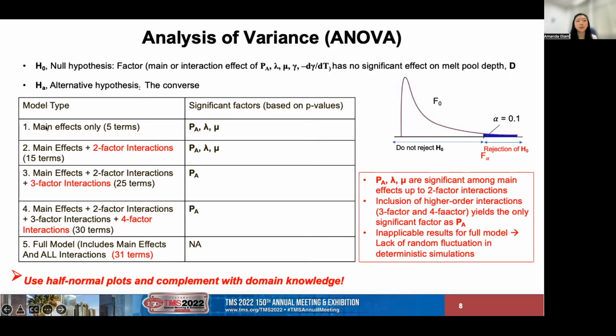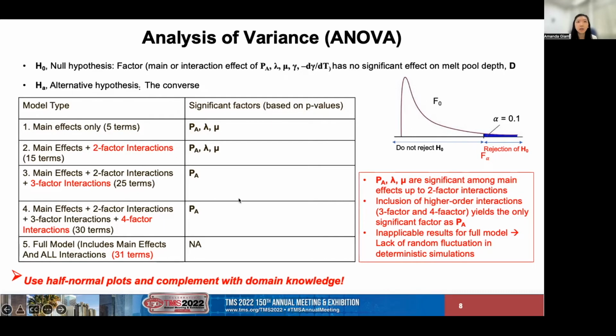Whereby the first model only considers the main effects, which is the 5 input factors of interest. And the next model considers the main effects together with the 2-factor interactions, and so on and so forth until the final model, which is the full model. So this model consists of the 5 main effects as well as all possible interaction terms up to the 5th order interaction between the 5 factors.